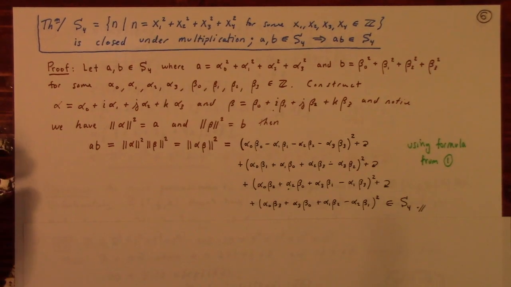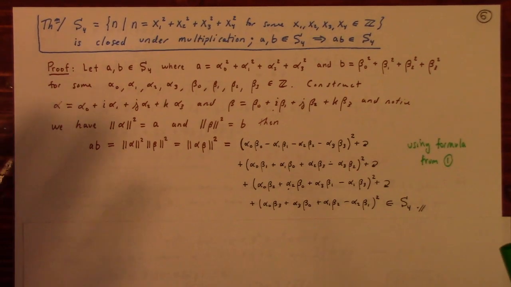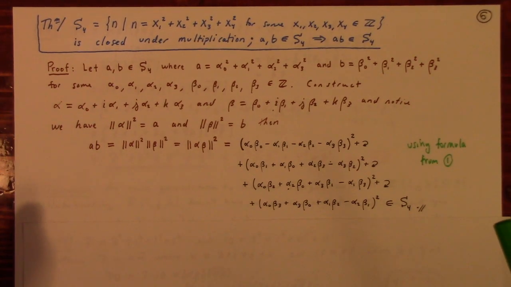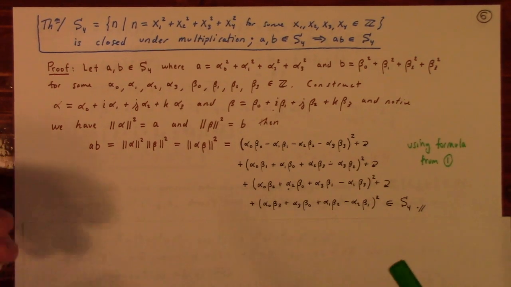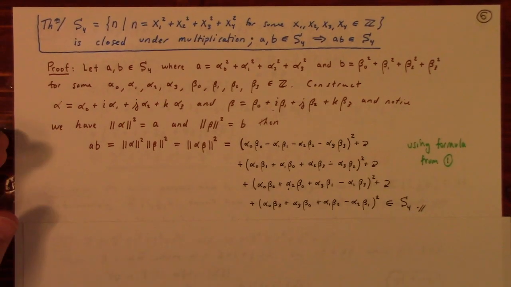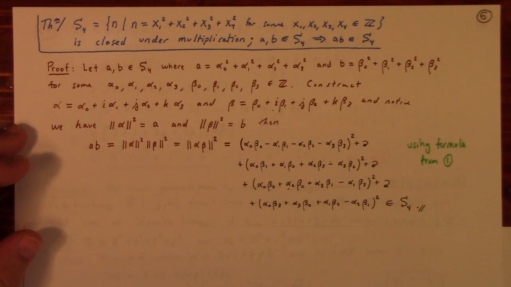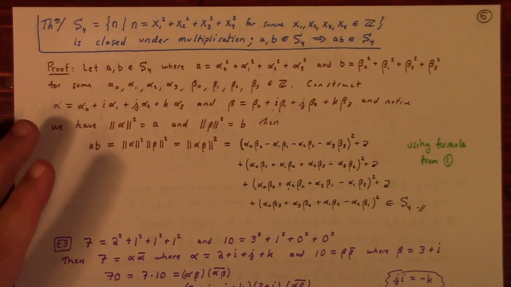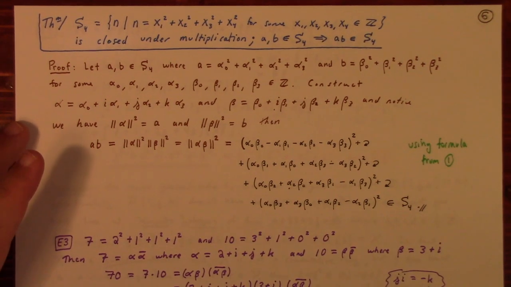But this proof does more than just prove the closure of S4. It suggests a method for writing numbers as the sum of 4 squares in a kind of sneaky way, or generating new numbers that are sums of 4 squares from old, much like we did with the Gaussian integers. So let me show you some of that. Here's one.